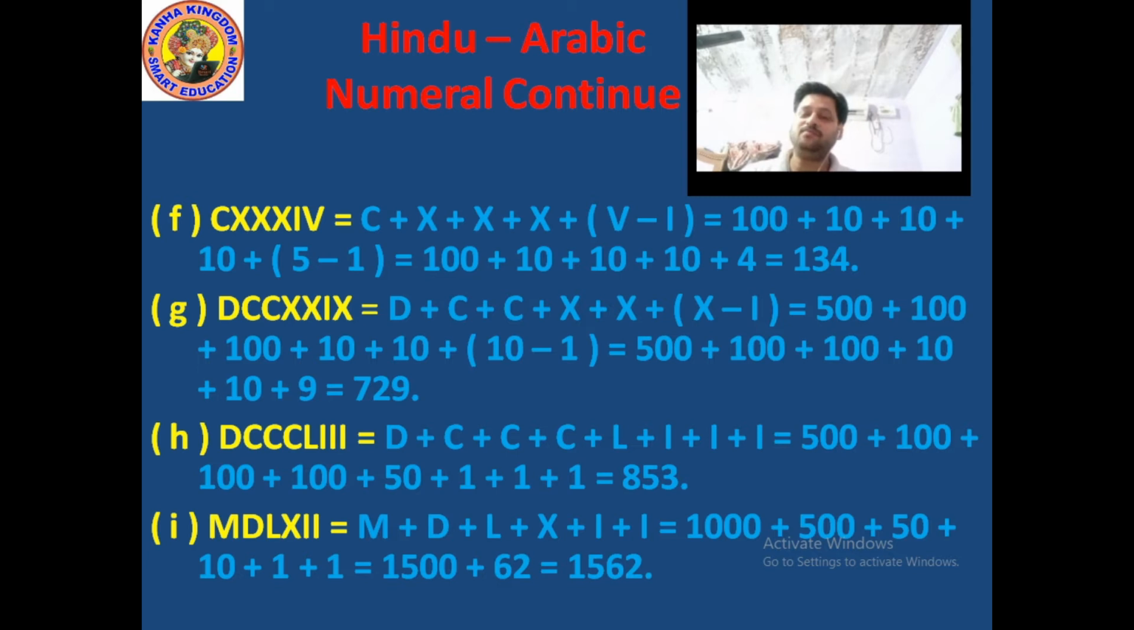Enjoying? Very good. Now move to the next word. The next letters are D C C X X I X. Again, this is the G part.